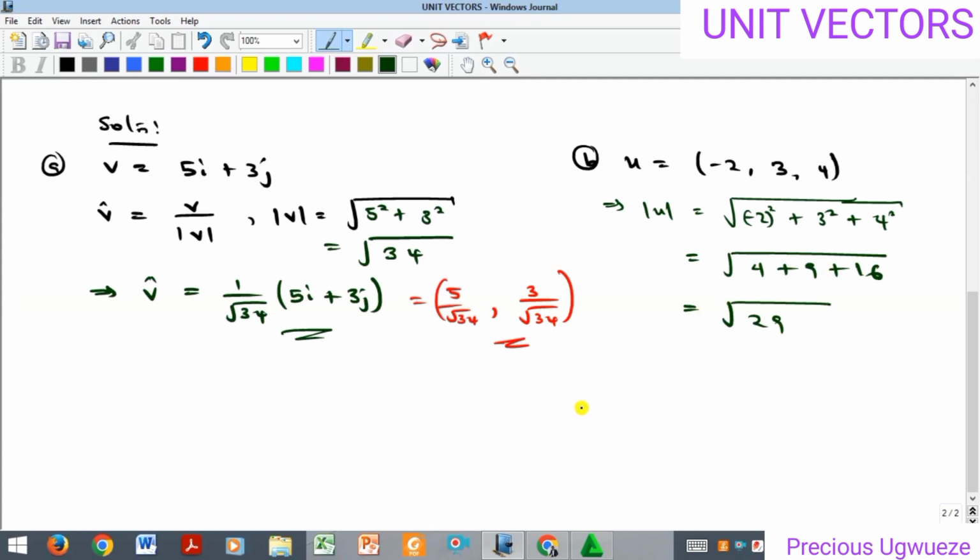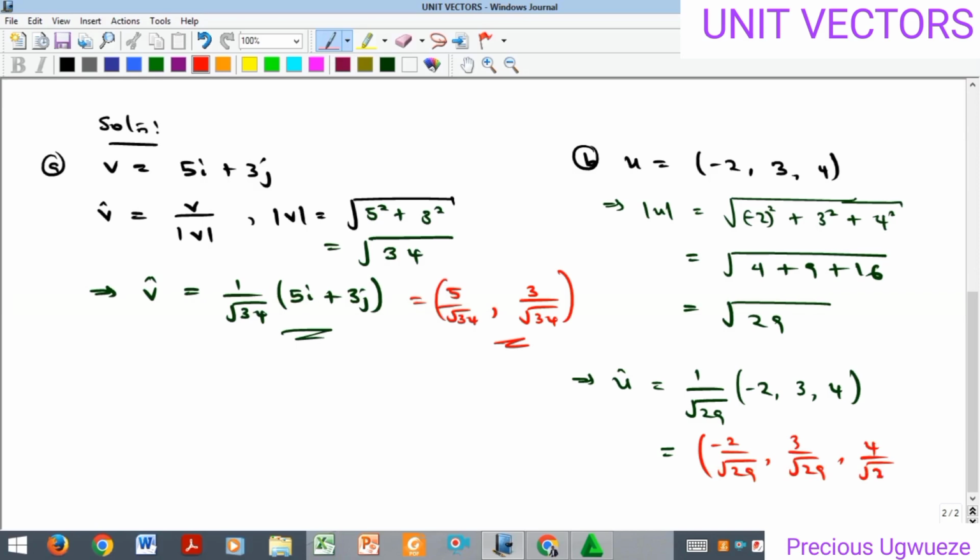Okay, so that means the vector we are looking for, which is u caret, is equal to 1 over the root of 29 times (-2, 3, 4). If we put this into brackets, that means we are going to have our vector as (-2 over root 29, 3 over root 29, 4 over root 29), and that is the required vector.